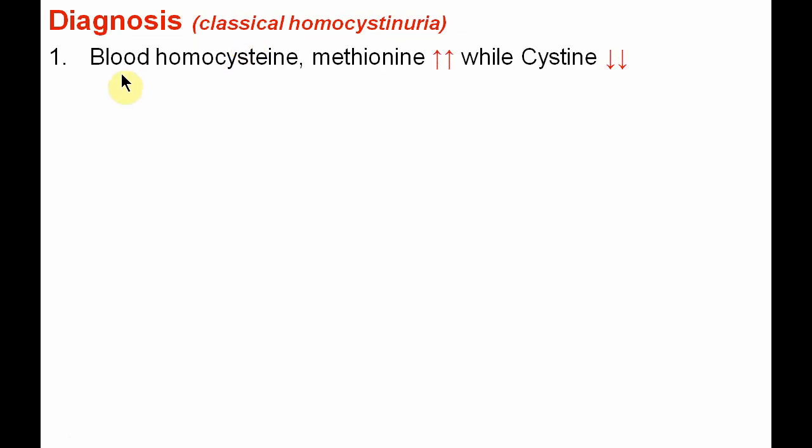Now if we see the diagnosis in case of classical homocystinuria, there is blood homocysteine and methionine levels both increased while the cystine level is decreased because there is lack of cysteine synthesis.